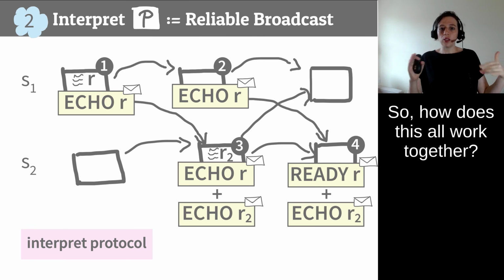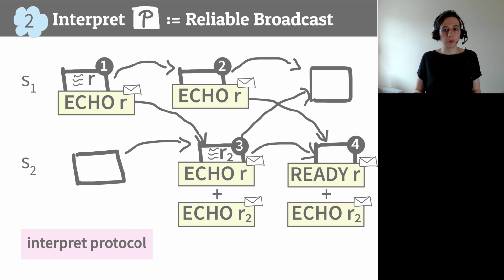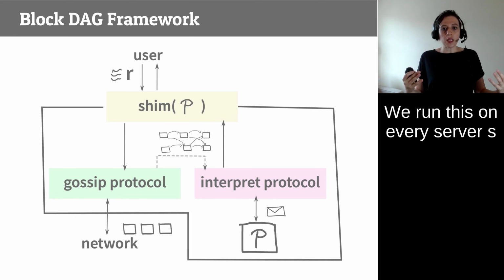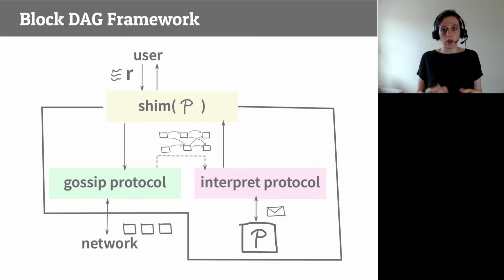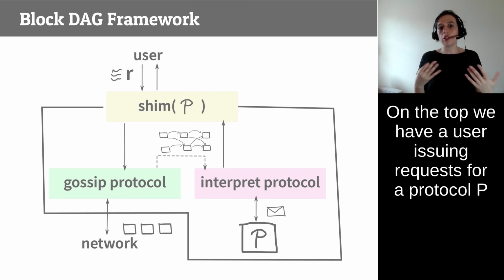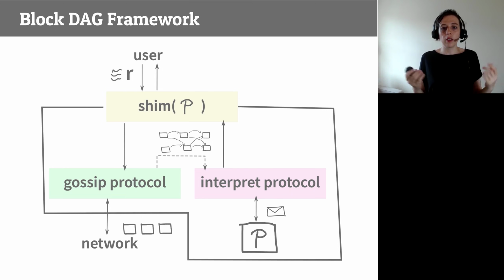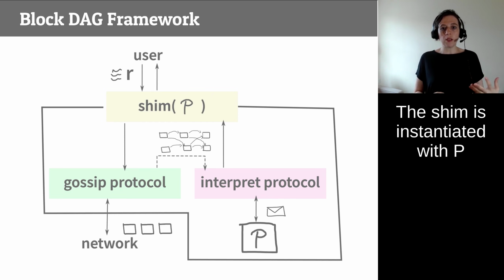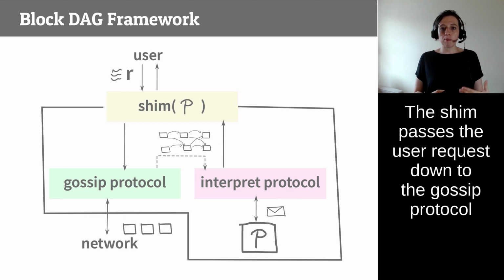So, how does this all work together? What is our proposed block DAG framework? We run this on every server S. On the top we have a user issuing request for a protocol P. The user talks to a shim. The shim is instantiated with a protocol P. The shim passes the user request down to the gossip protocol.